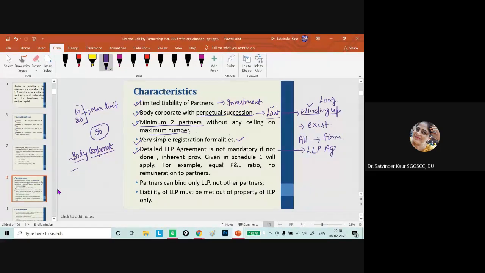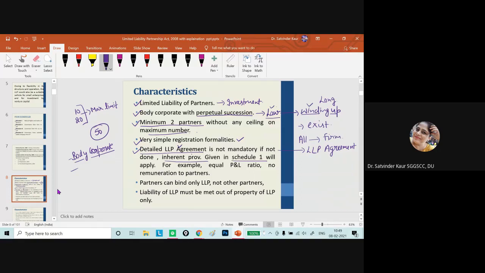About the LLP agreement, we'll discuss in detail how it is scheduled, what the features are, and what points should be there in the LLP agreement. So in case of registering the limited liability partnership, a detailed agreement is not mandatory. If a detailed agreement is not there, in that particular case, Schedule 1 will apply, with all the provisions applying in case the detailed agreement between the partners has not been made.